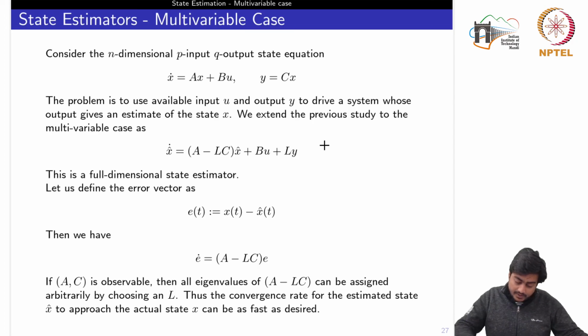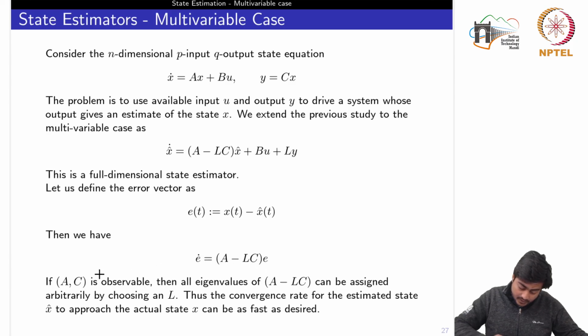So by seeing in a similar way, we can first define the error signal as the difference of the actual state and the estimated state, and then taking the derivative and substituting these two state equations into the derivative of this error, we would finally end up having these error dynamics.